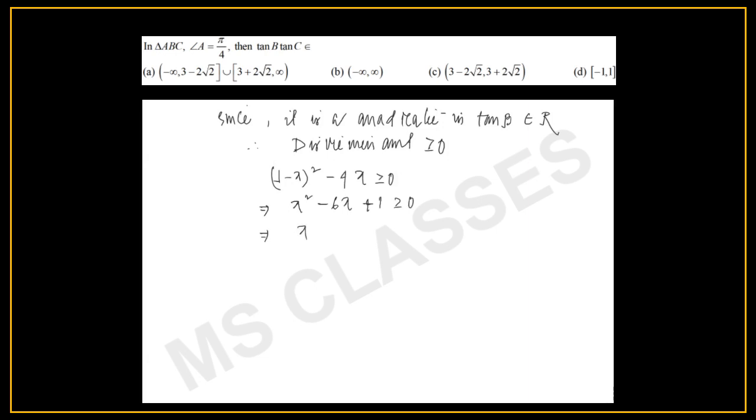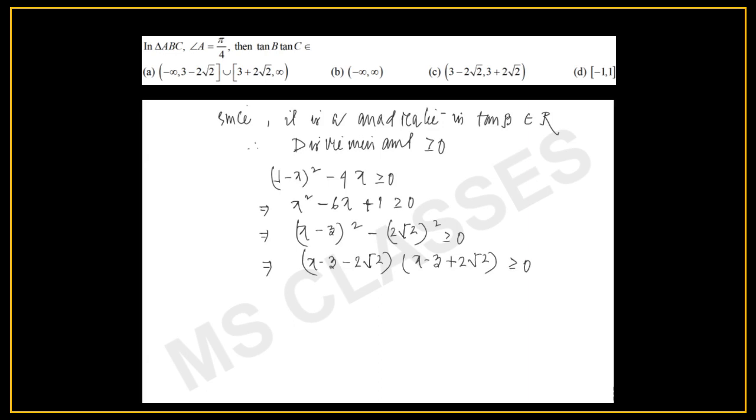We can write this one as x minus 3 whole square minus 2 root 2 whole square greater than equal to 0, because we can write this one as x square minus 2ab, so 2 into 3 into x, that is 6x. To make it a whole square, we need a 9. We had 1, so we have to subtract 8. 8 means 2 root 2 whole square. Now we can apply here a square minus b square. x minus 3 minus 2 root 2 into x minus 3 plus 2 root 2 greater than equal to 0.